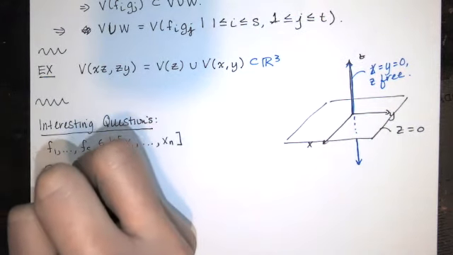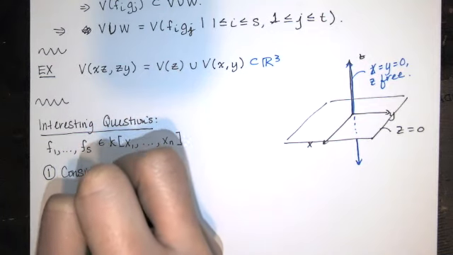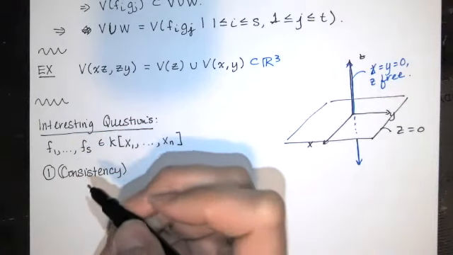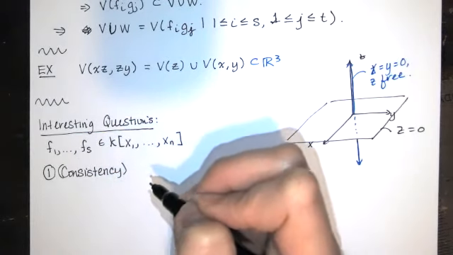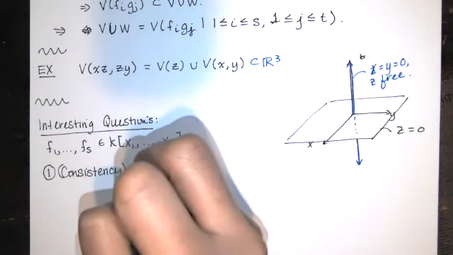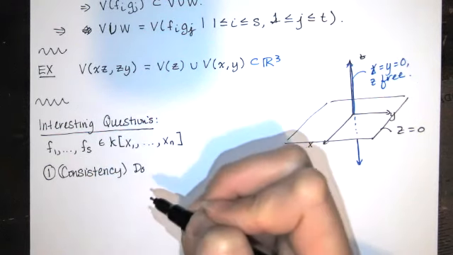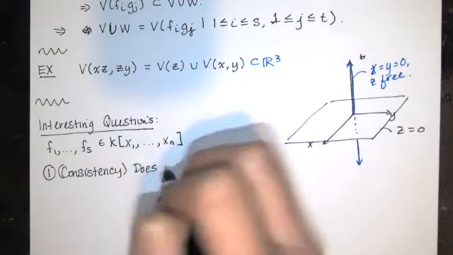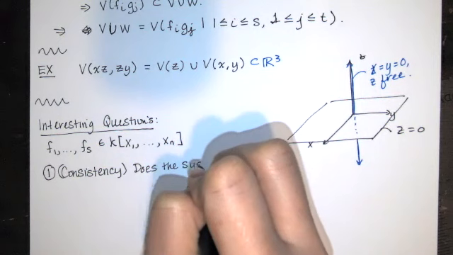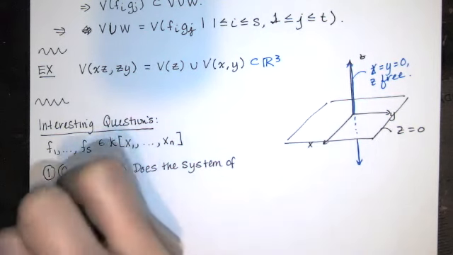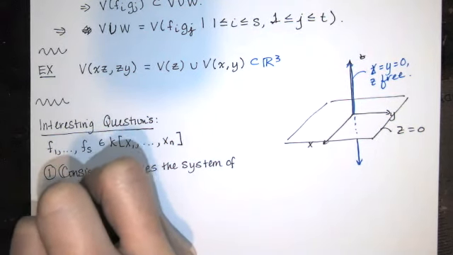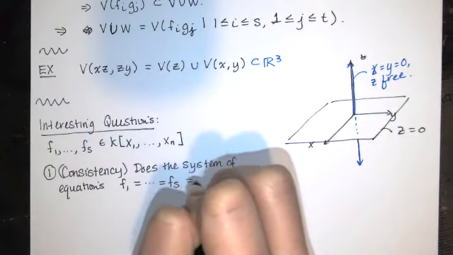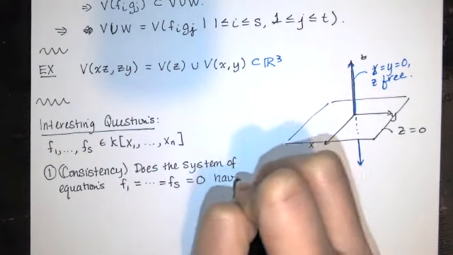First, we're going to ask ourselves about consistency of the equations. The question is, is it possible to determine whether V is not the empty set? So we might say, does the system of equations f sub 1 through f sub s all equal to 0 have a solution?